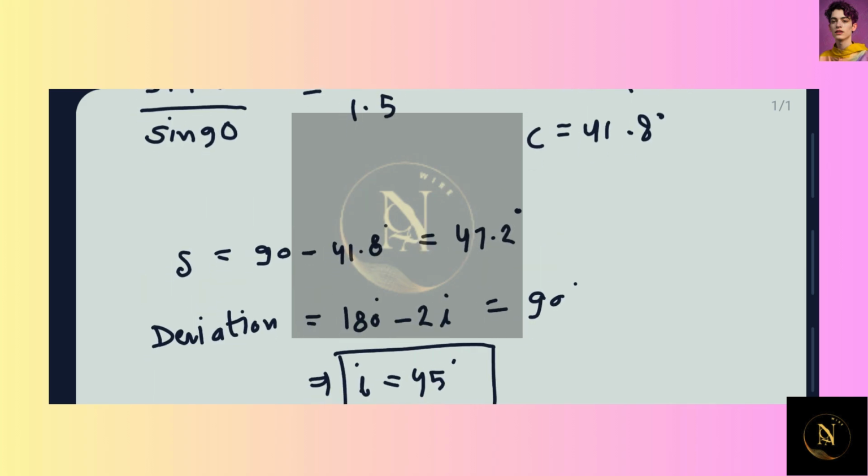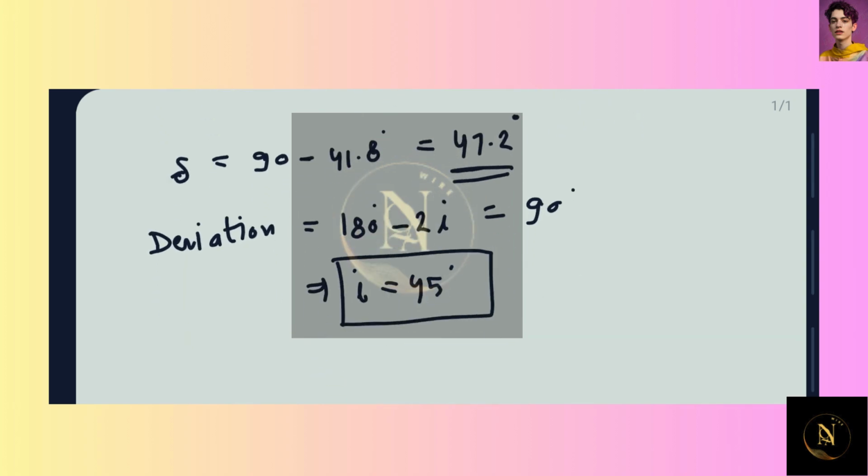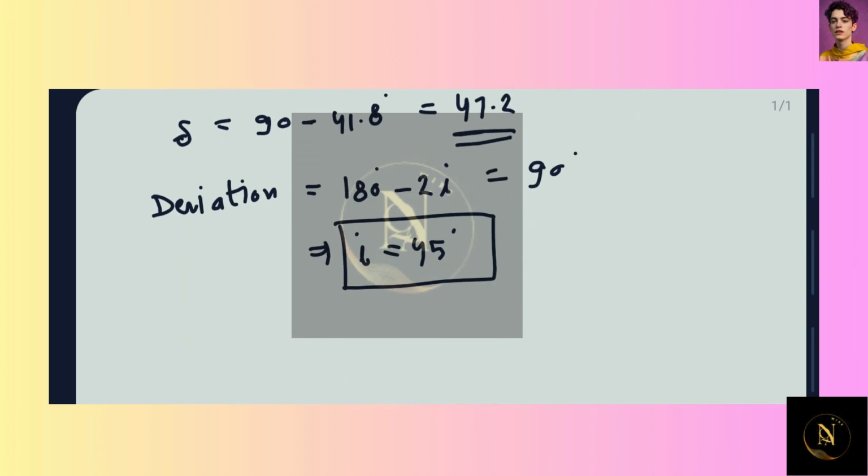Right. So first we found the maximum value of the angle of deviation in refraction. Since it is lesser than 90 degrees, refraction must not have happened, right? So there is a possibility of total internal reflection. In that case, the deviation is 180 minus 2i. So from this equation we have found the angle of incidence, right?